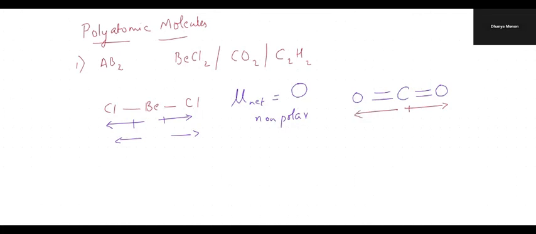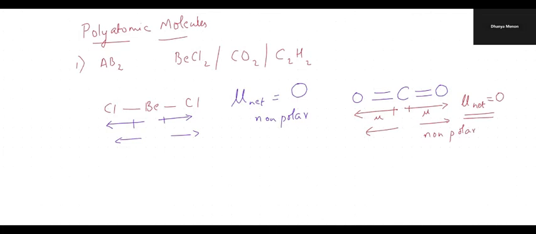So here also, there are individual dipole moments, but they are in the opposite direction. So if they are in the opposite direction, they cancel each other, resulting in mu net equal to 0. Dipole moment is 0. So this is non-polar. Okay.